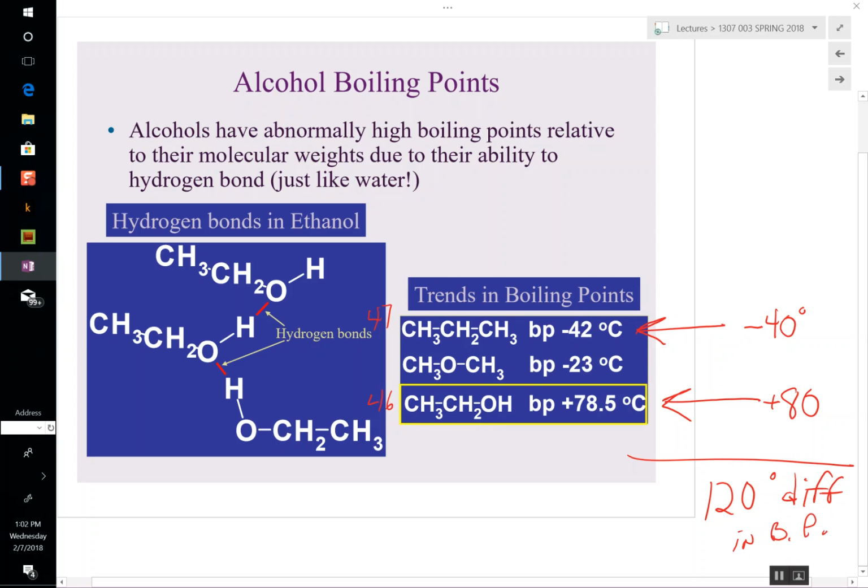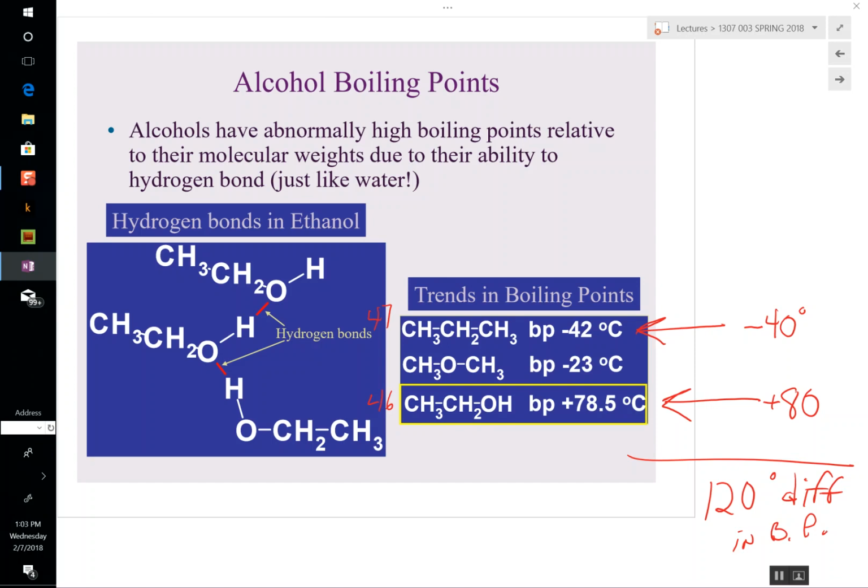That's a huge difference for two molecules that have about the same molecular weight. And why? Because this molecule does not hydrogen bond with other propane molecules. This is propane. It doesn't hydrogen bond with other propane molecules. There's very weak intermolecular forces in propane. So you heat it up and the propane starts getting energetic and I'm out of here. And it evaporates. It's gone.